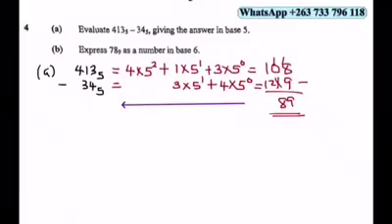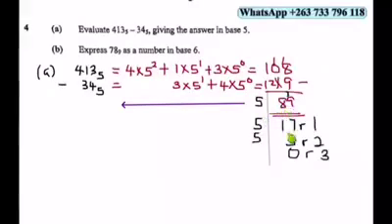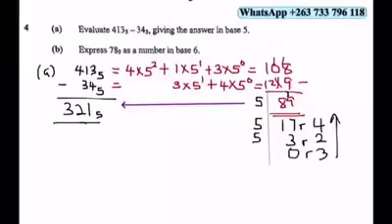So let's convert back. We divide by 5 here. 5 into 89 is 17 remainder 4. Made a mistake here. 5 into 17 is 3, remainder 2, 5 into 3 is 0, remainder 3. So we will read upwards, so this will be 324 base 5. So this will be our answer, 324 base 5.